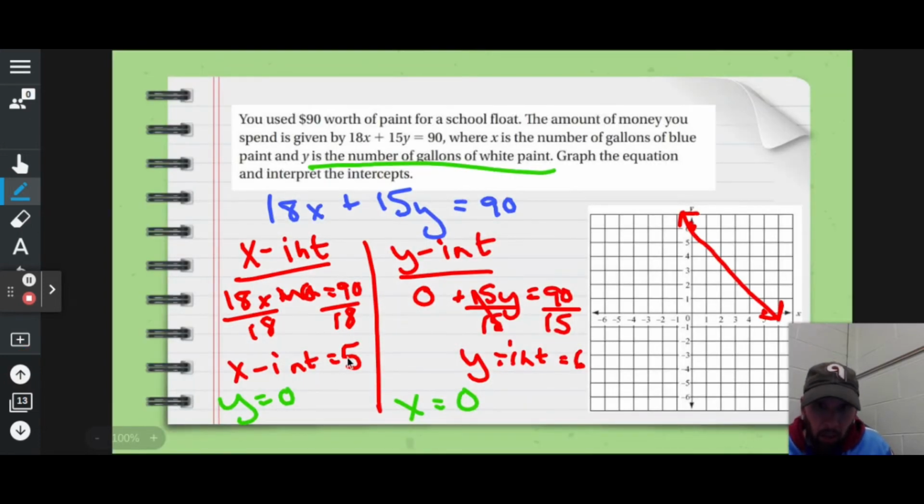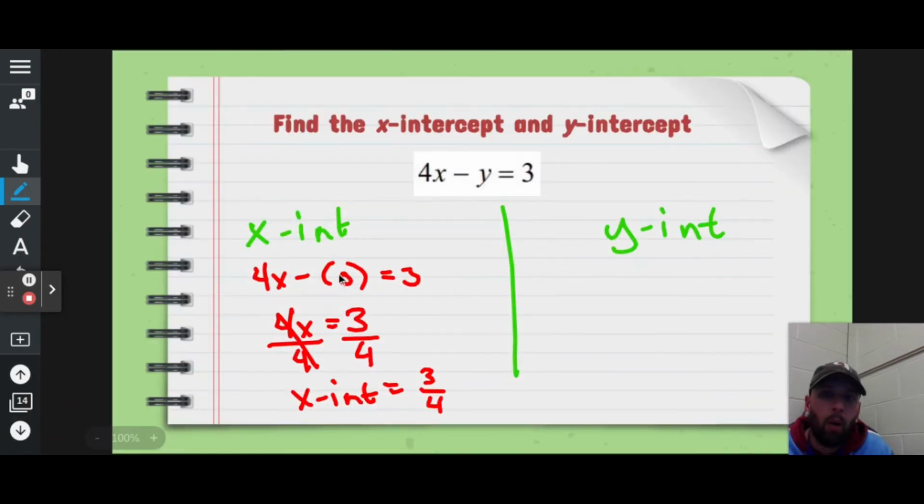Now for funsies, what that means, and if I were to go back to this previous slide, when the x-intercept was 5, I put a dot at 5, 0. Okay? Since I'm pretending that y is 0, and if I get x equals 3/4, then that means my x-intercept, if I want to go above and beyond, is 3/4, 0.